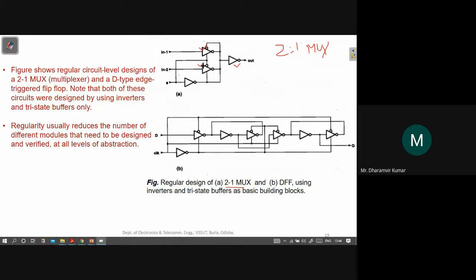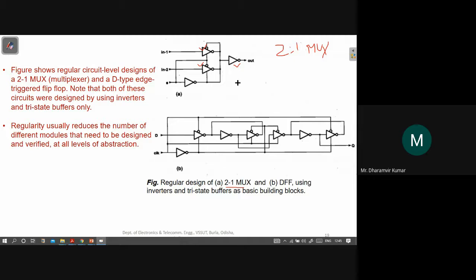Okay, chalo. Although we can use different types of gates, AND gate, OR gate, NOT gate, to design our 2:1 multiplexer, that's fine. But here, how many types of gates have been used? This circuit has used only two types of gates: one is the inverter and the other is the tri-state buffer. We can also do this design using AND, OR and inverter. So that will involve how many types of gates?